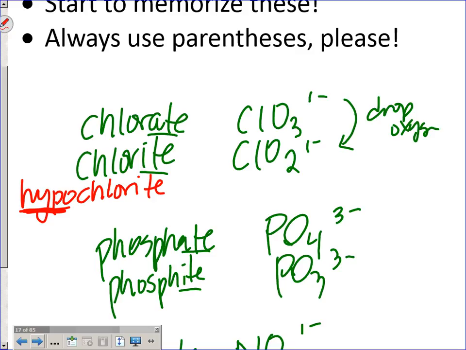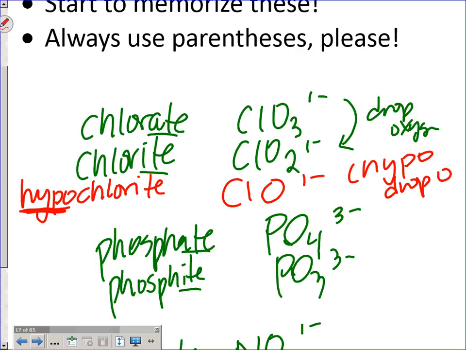So we're going to take one more oxygen off. So the formula would be ClO, 1-. So if you have hypo, you're going to drop another O. Hypo drops another O.